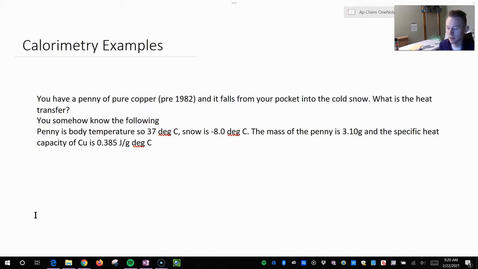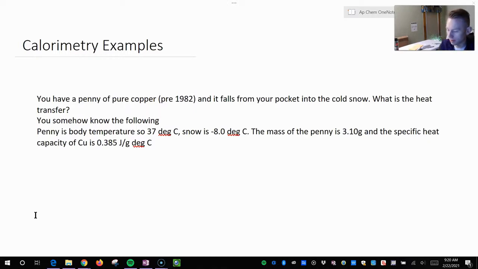Your penny is about, in your pocket, so we're going to say it's close to room temperature or body temperature, which is going to be 37 degrees Celsius. The snow is -8 degrees Celsius. The mass of the penny is 3.10 grams, and the specific heat capacity of copper is 0.385 joules per gram degree Celsius.